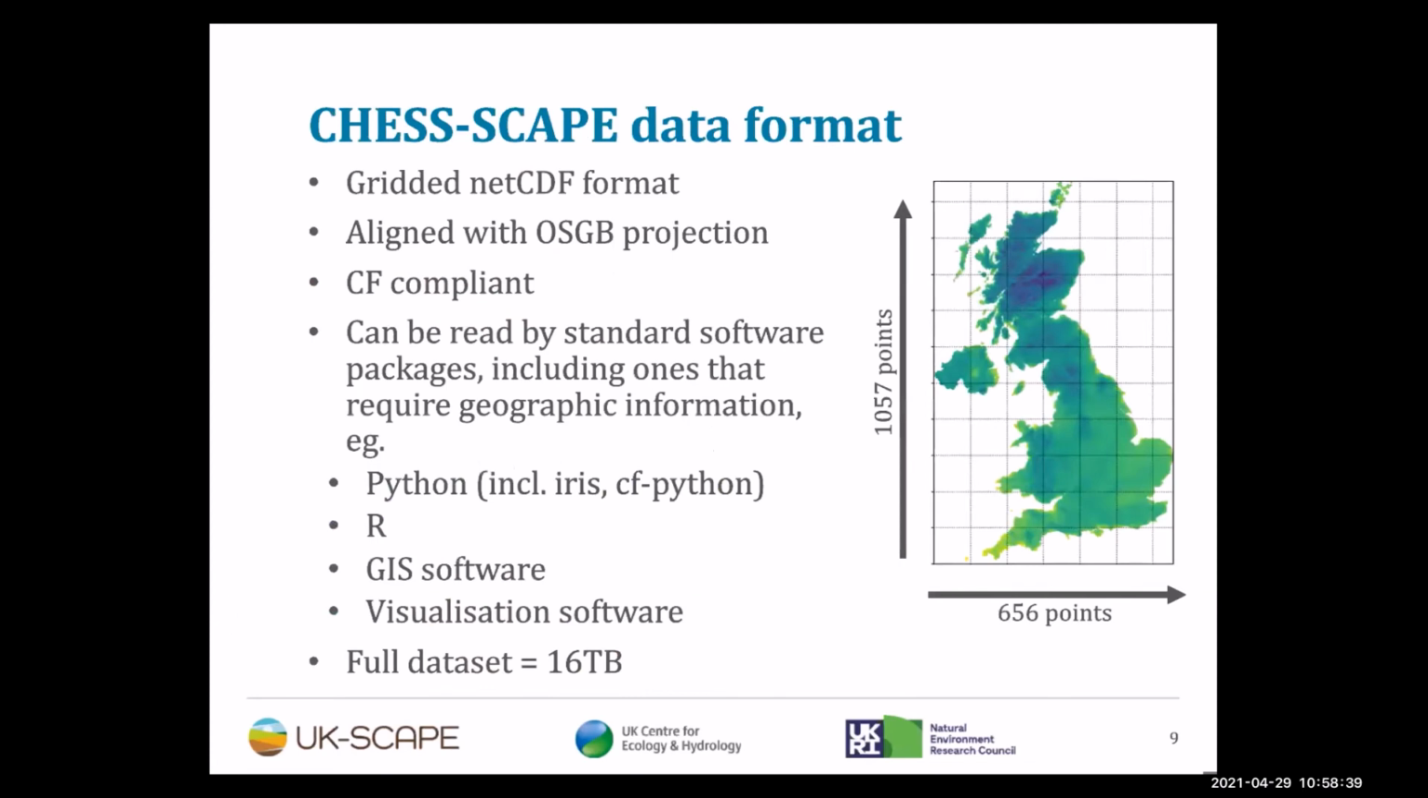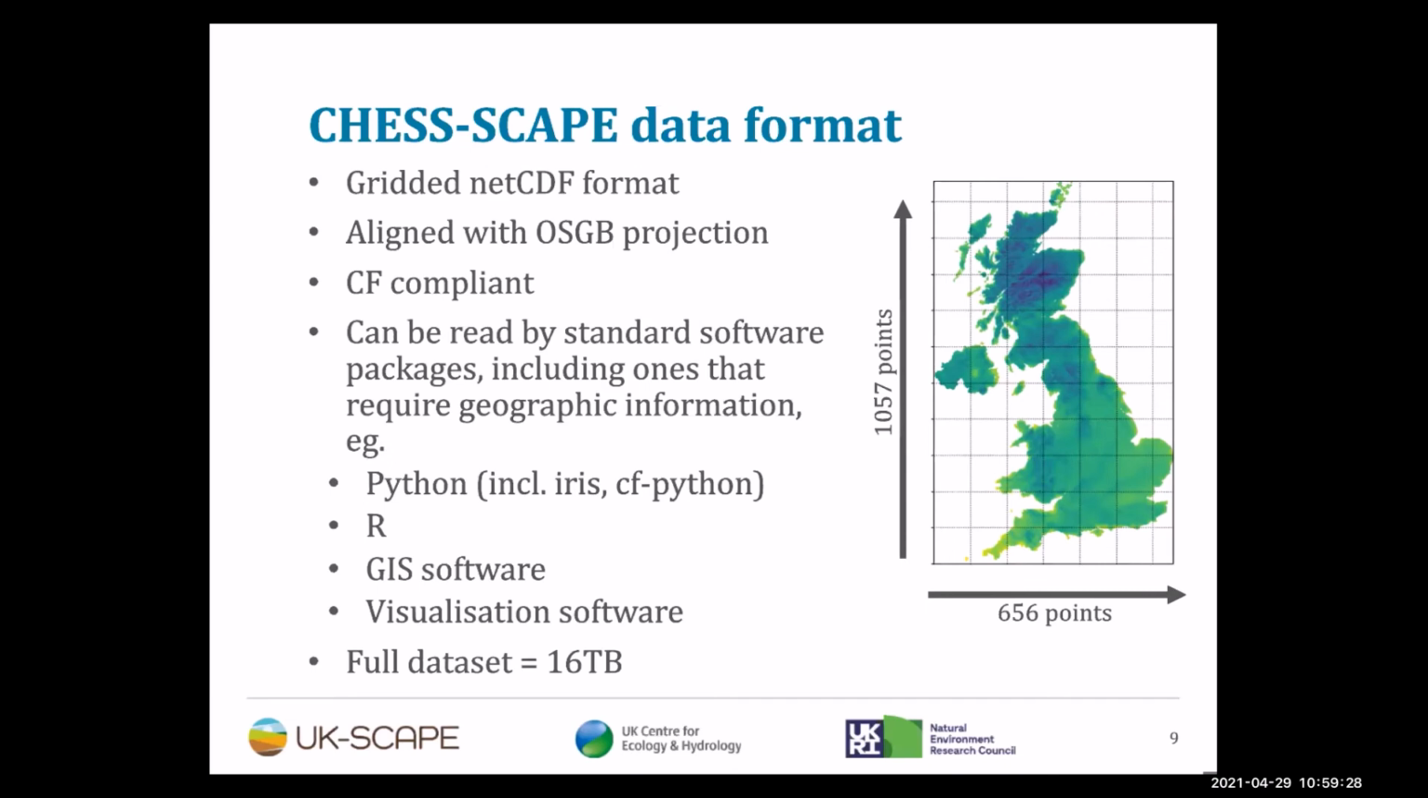Next slide, please. Once we've done all of that, we end up with our CHESS-SCAPE data, and we've produced it in a gridded NetCDF format. These are 1 kilometre grids which are aligned with the OSGB Ordnance Survey projection. It's 650 by 1050 points. We've kept Northern Ireland on the GB projection; we're not providing it separately on the Irish grid. The files are CF compliant, so they can be read in standard software like Python or R just to get the data, but they can also be read by software packages that require geographic information to project it onto the globe and do mapping.